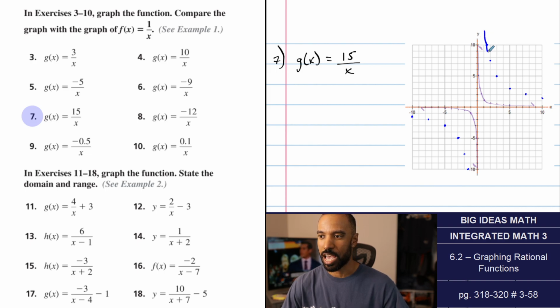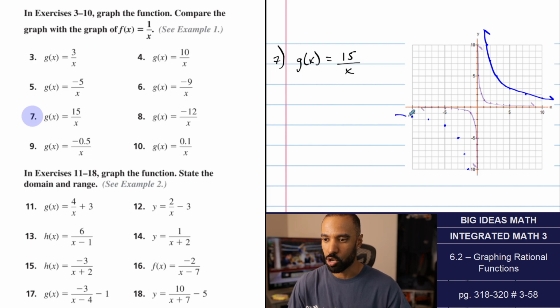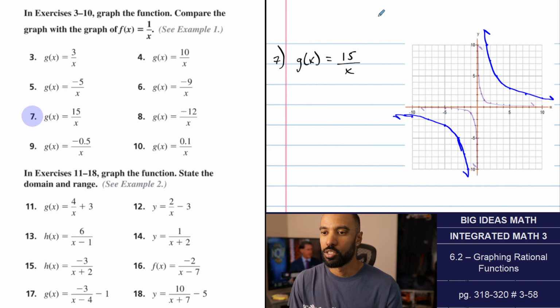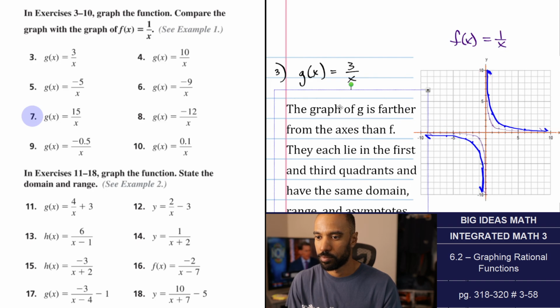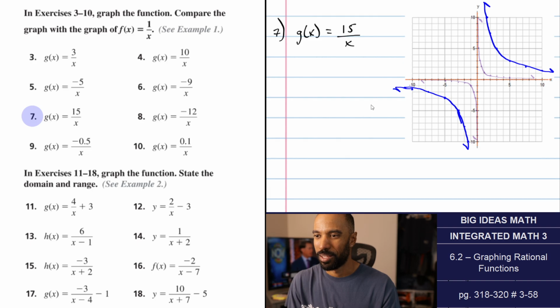It is vertically stretched by a factor of 15. That's truly the way you could describe this if you'd like to, compared to the f of x equation. Still approaching the asymptote, but it's going to take longer to get there, because 15 is just such a large number in comparison. And I'm not changing the scale of my graphs, right? So I don't change.